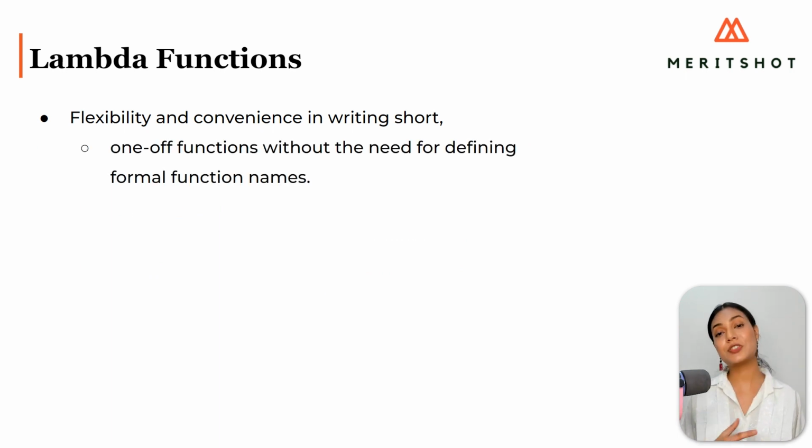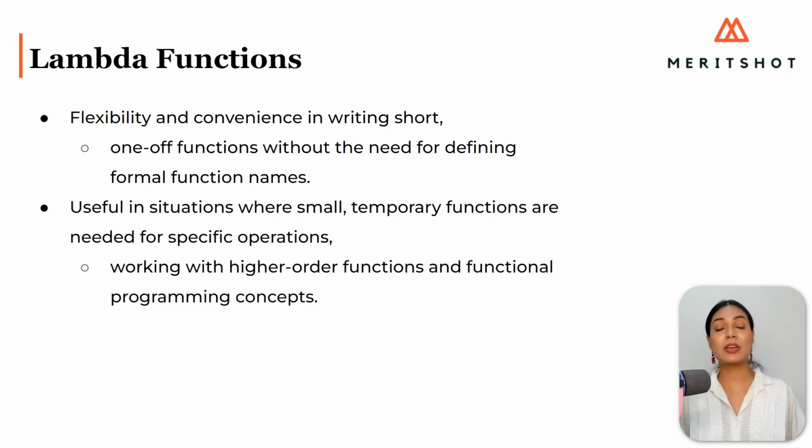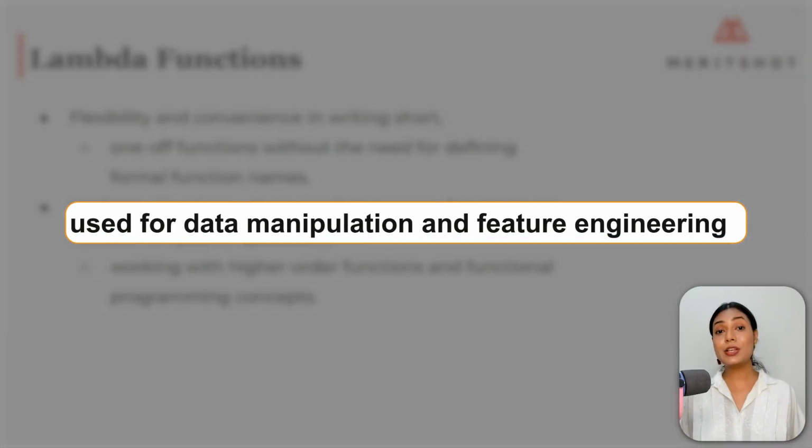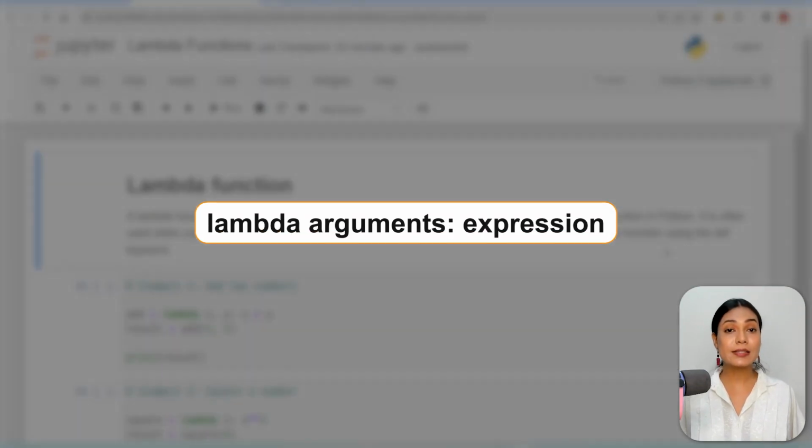They are particularly useful in situations where small, temporary functions are needed for specific operations, or when working with higher-order functions and functional programming concepts. Lambda functions are much recommended whenever we have smaller functions to execute in our Python program. They are widely used for data manipulation and feature engineering, where we have to make smaller changes in larger data sets. The syntax for a lambda function is: lambda arguments: expression.